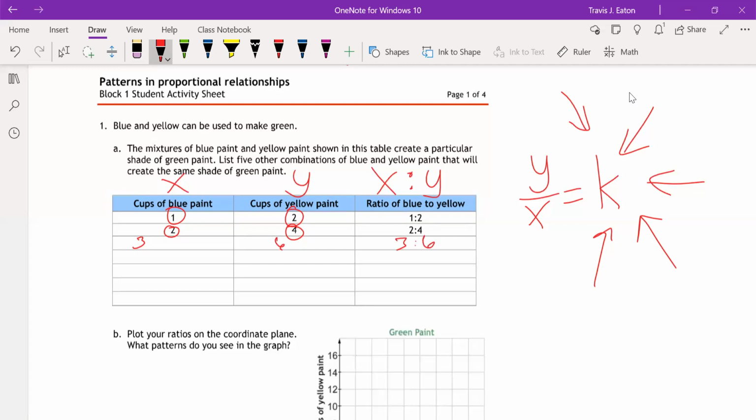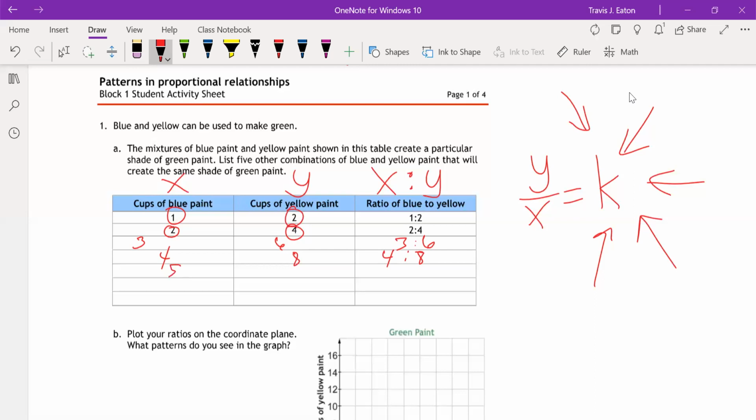Thank you for that response in the chat. Yeah. And if I have 4 cups of blue paint, how much yellow paint would I need? I think we can all agree that it would be 8, just like somebody typed into the chat. Yes, absolutely. Giving us a ratio of 4 to 8. Okay. And we can make our way down here.